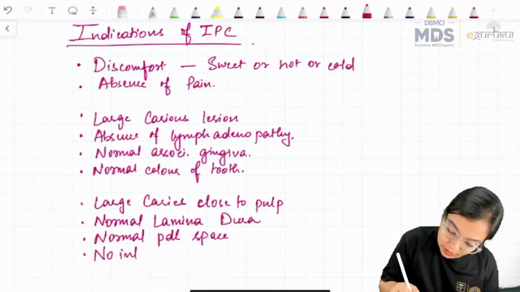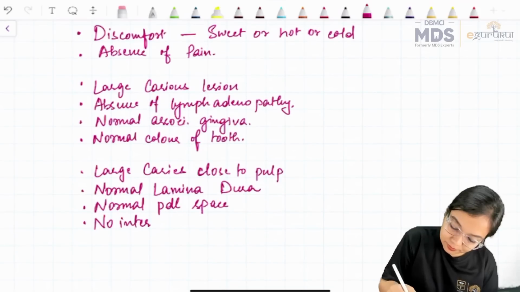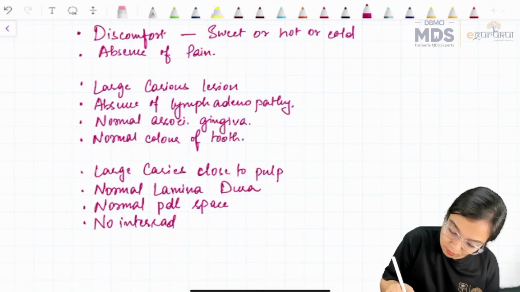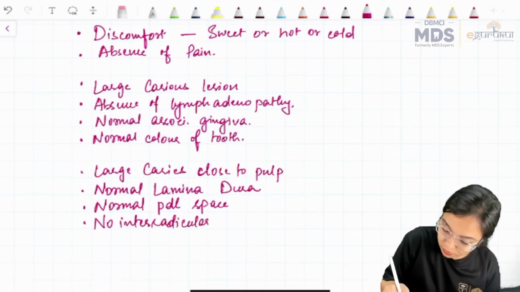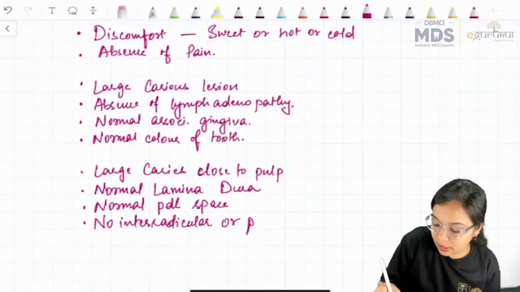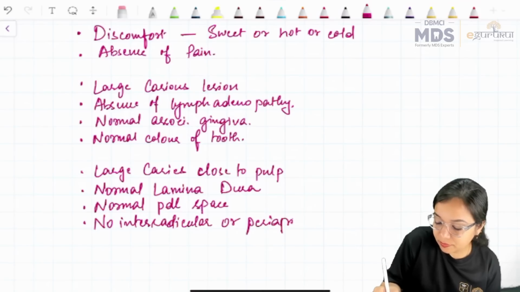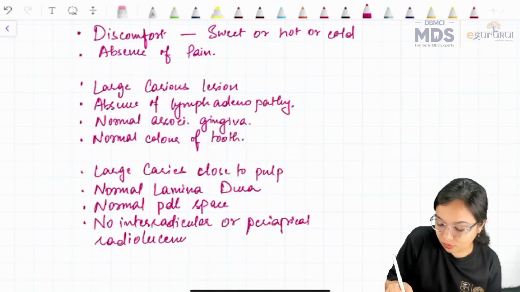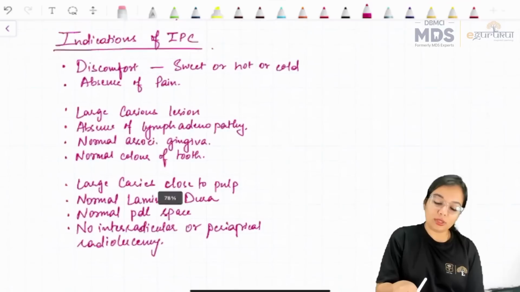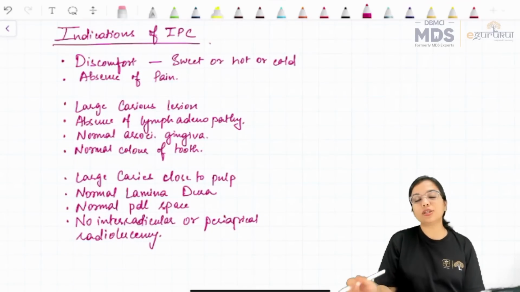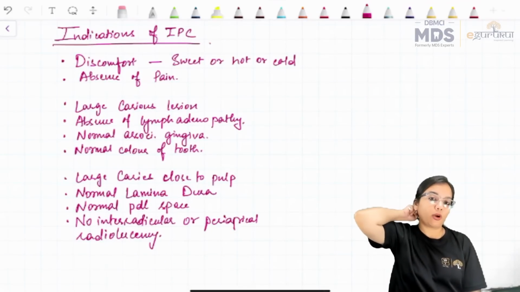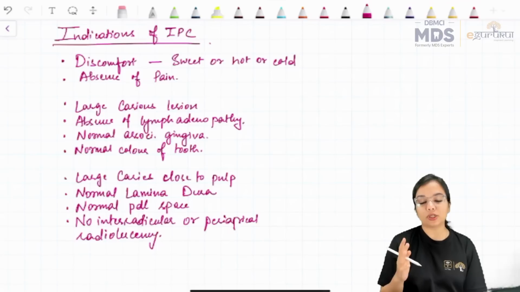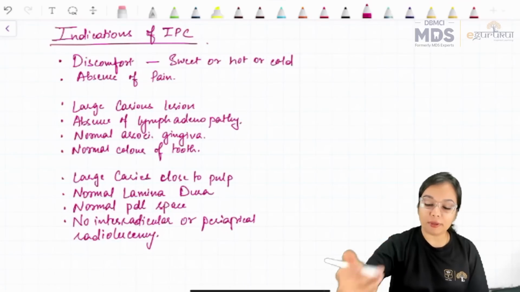No interradicular or periapical radiolucency. Okay, so these are the indications, or this is what we basically come across when we decide that this particular patient is to be treated with an indirect pulp capping.